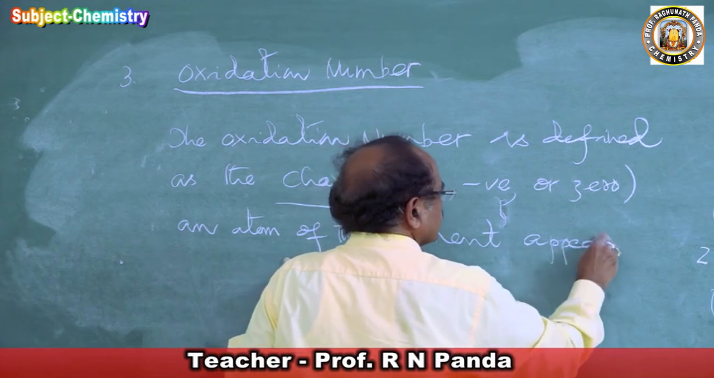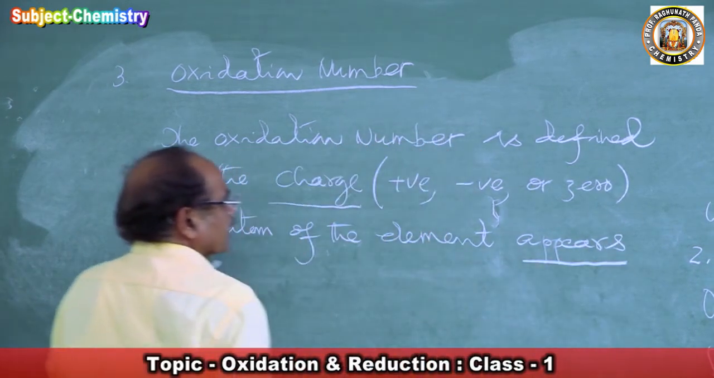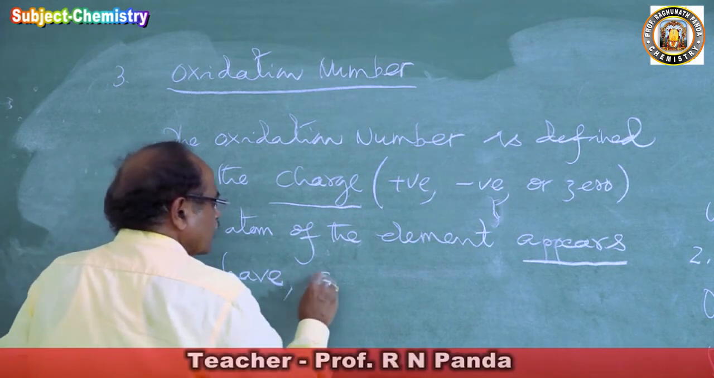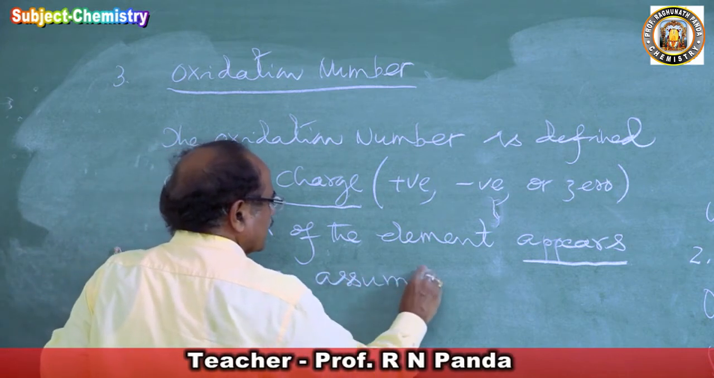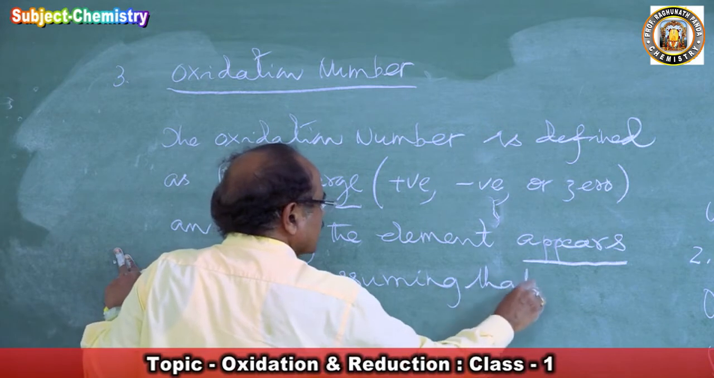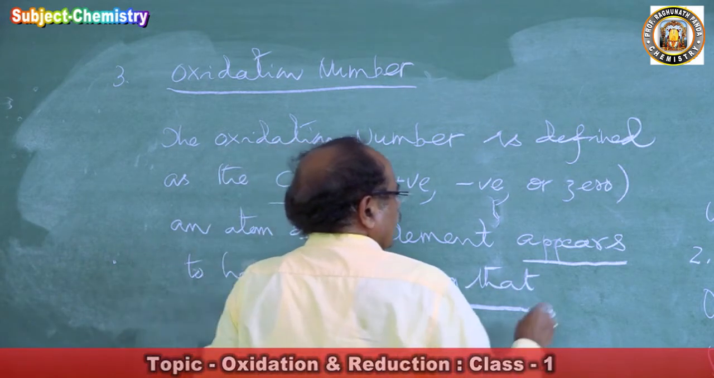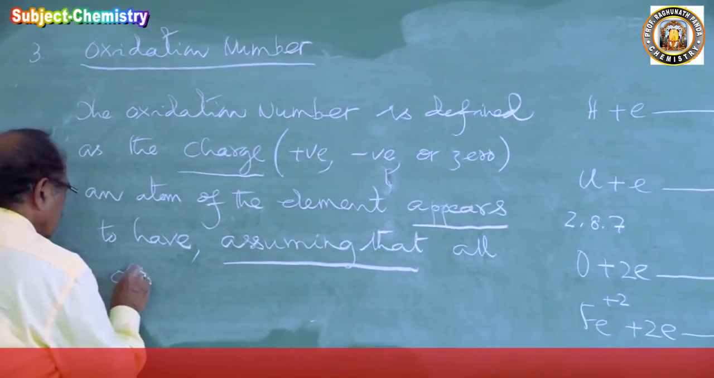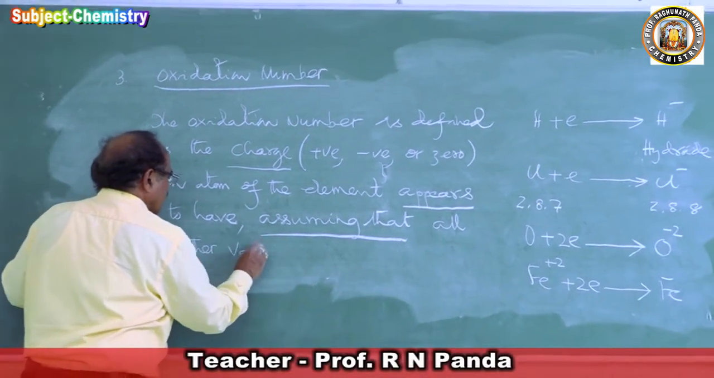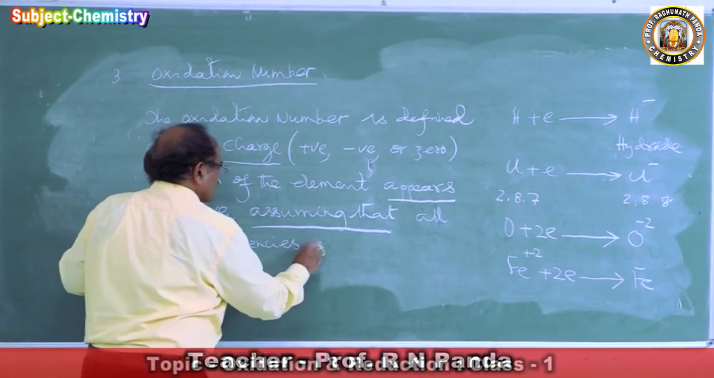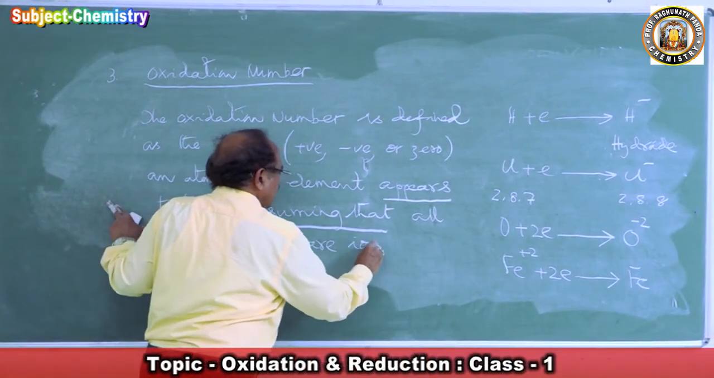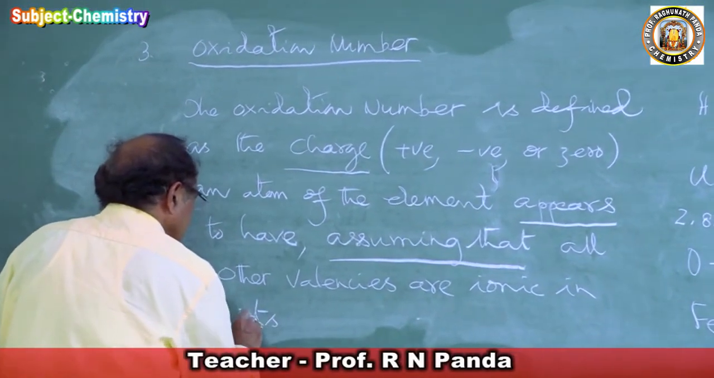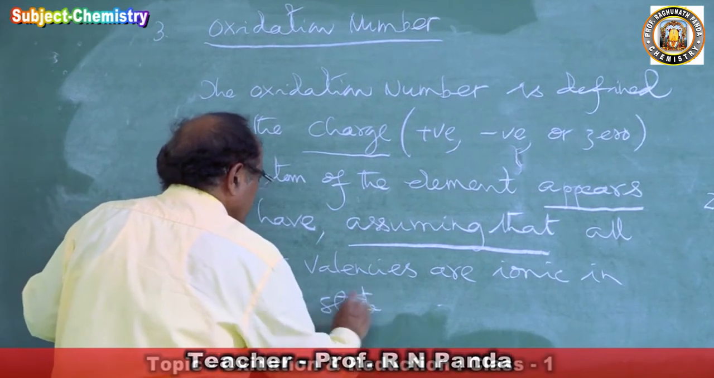appears, I am using the word appears, to have, assuming that, again this word is important here, assuming that all other valences are ionic in its state of combination.